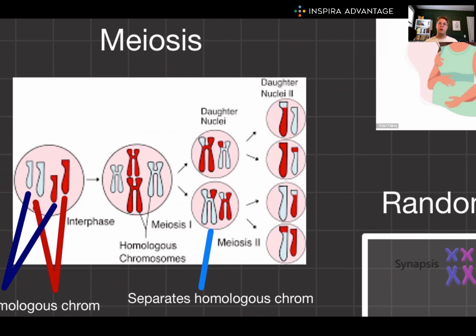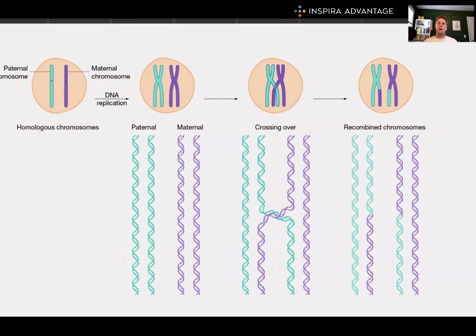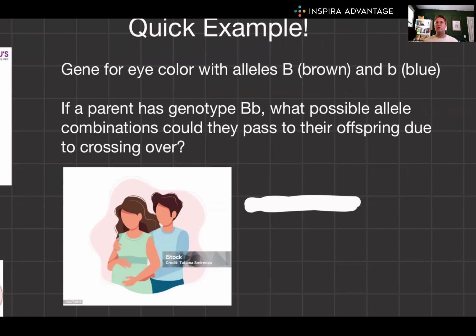During prophase 1 of meiosis, homologous chromosomes line up and exchange genetic material in a process called crossing over, shown at the top here. This creates new combinations of alleles on each chromosome. Imagine a gene for eye color, with alleles big B for brown and little b for blue. If a parent has the genotype big B little b, what possible allele combinations could they pass on to their offspring due to crossing over?